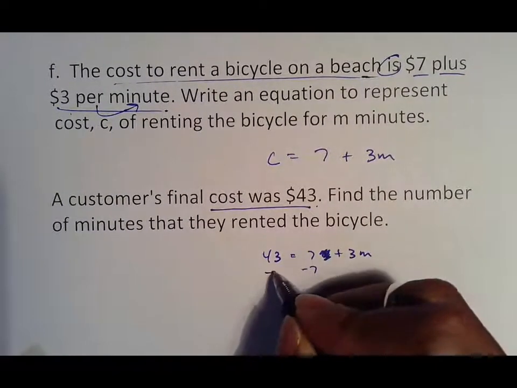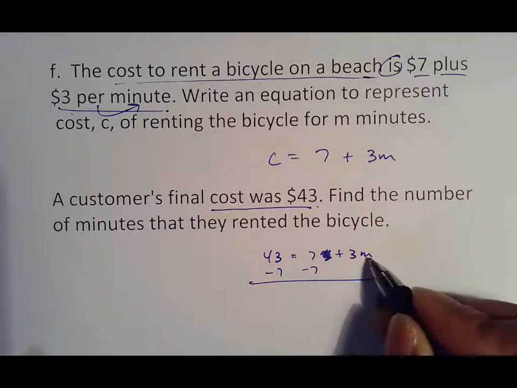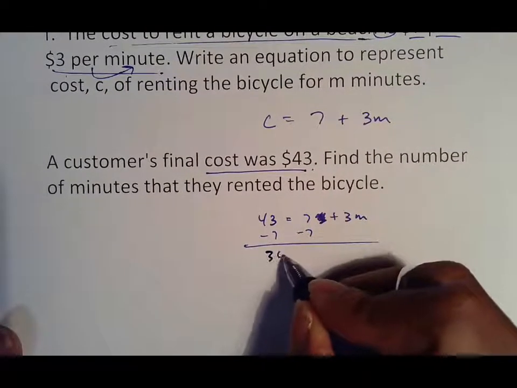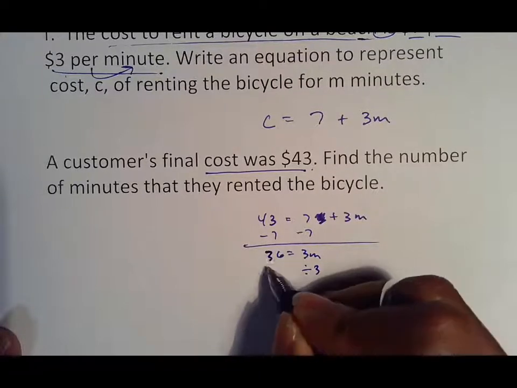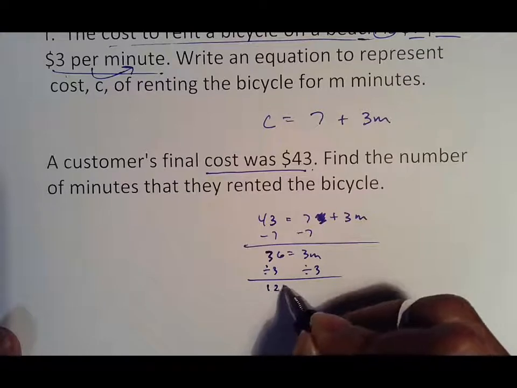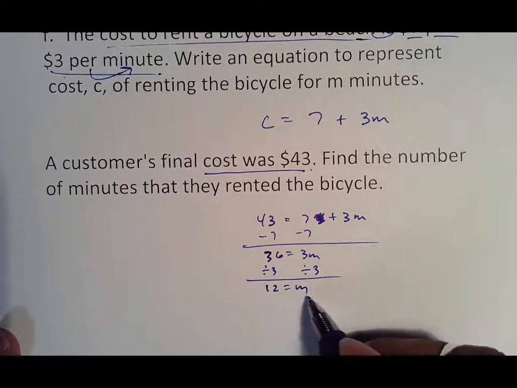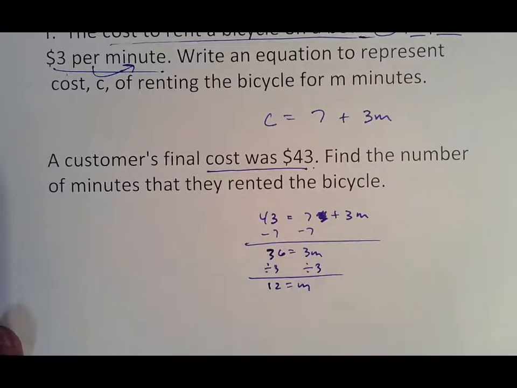From there, we want to subtract 7 because, again, we moved the multiplied value last. This becomes 36 equals 3m. Because that's 3 times m, we then divide by 3, telling us that we had it for 12m, which means minutes.